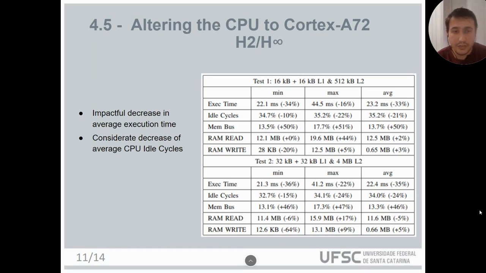So here we see the results of this modification, and we see that we had an average execution time improvement of around 32%. The first test was 33, and the second test was 35. And we also had a considerable decrease of CPU idle cycles, where in the first test we had an improvement of around 21%, and in the second test it improved 24%.